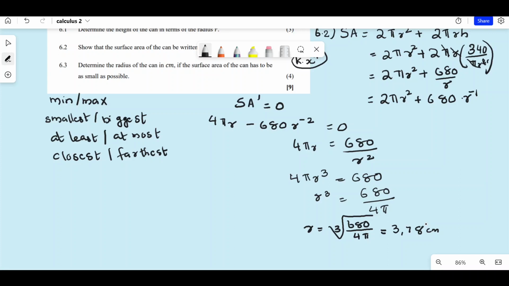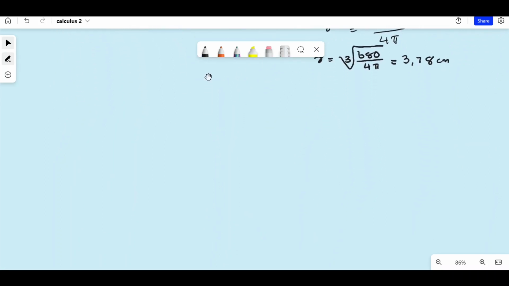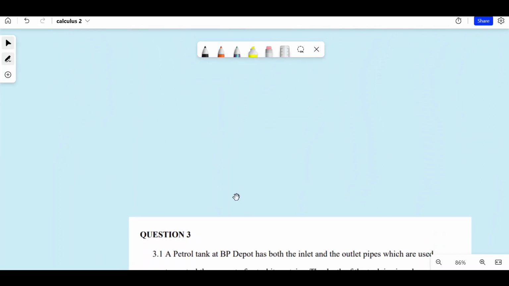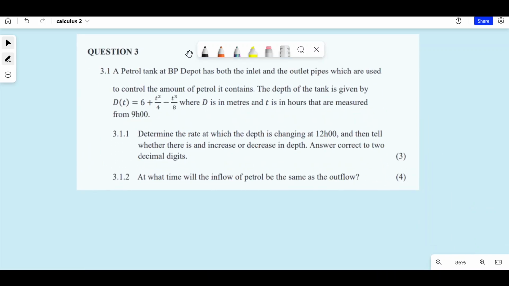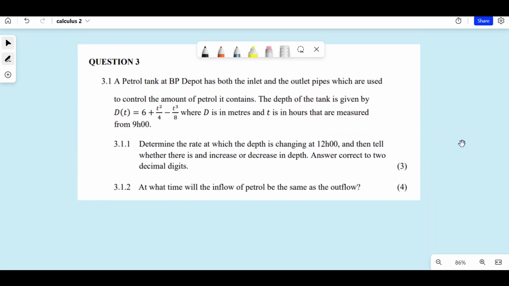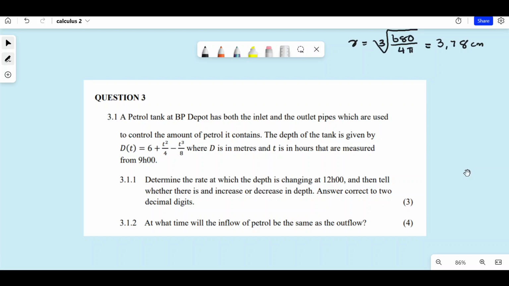So this is one type of application of calculus. Now we are going to see another question on application of calculus. Let me find another one. Let's go to question 3.